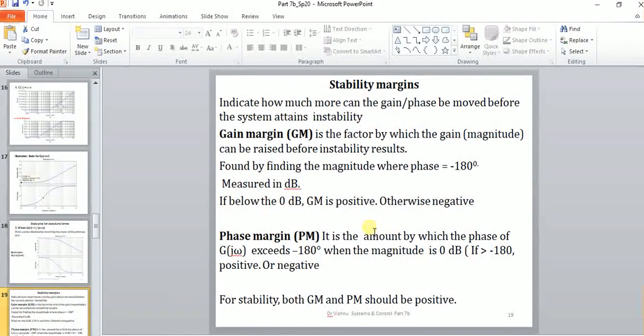Now phase margin is the amount by which the phase of the transfer function exceeds minus 180 degrees where the magnitude is 0 dB. If you want to have a stable system, both gain margin and phase margin should be positive. Okay, let us see what this means.